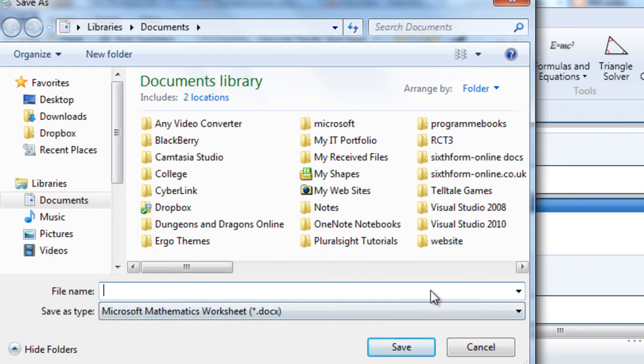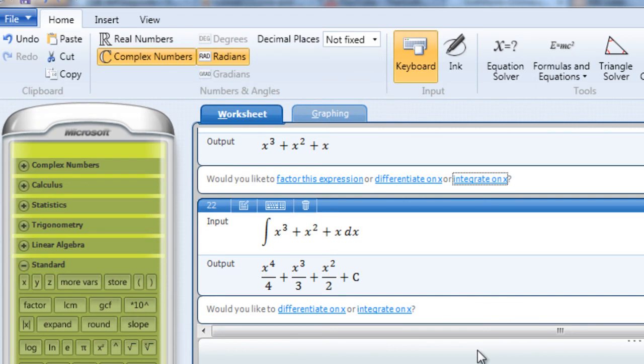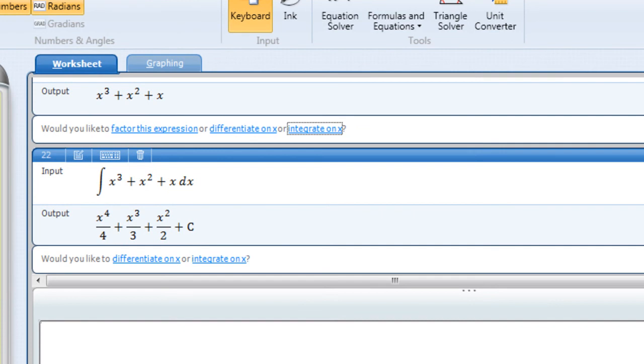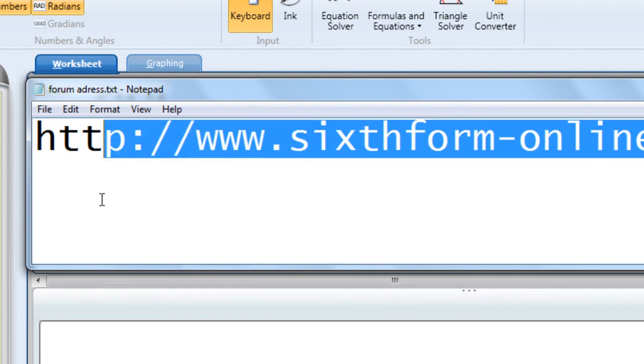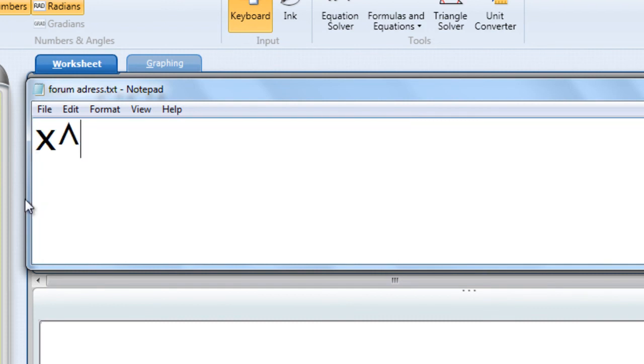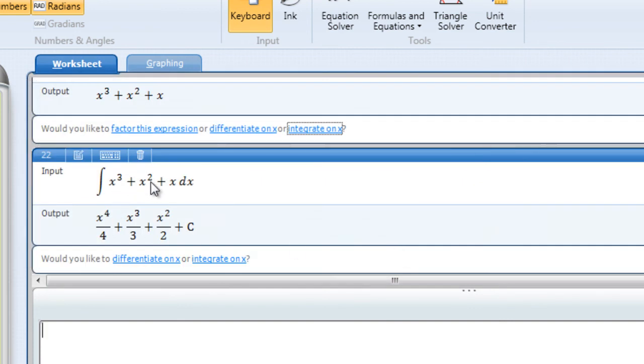Another great feature about it is you can click File, Export to Word, and you can save it as a Word document. So if people don't have Microsoft Mathematics, you can export it to a Word file, and it will keep all the notation, so it won't look scruffy. For example, if you were going to do maths notation for x squared, you'd have to type it like that. It won't look like that. It will keep the nice x cubes and x squared.